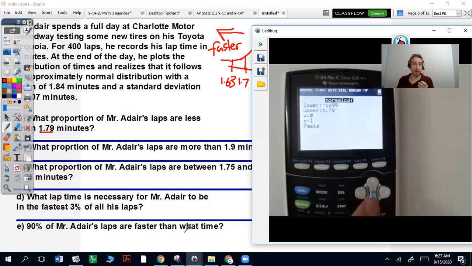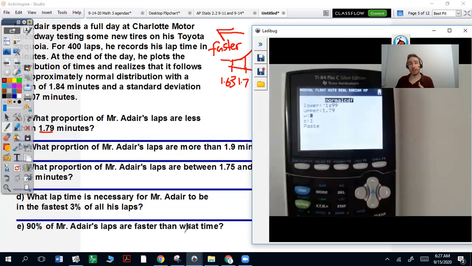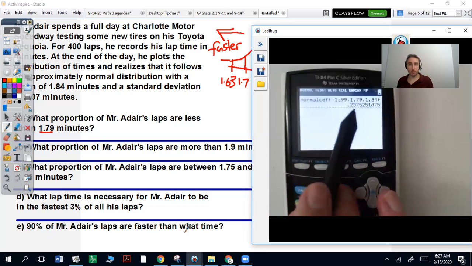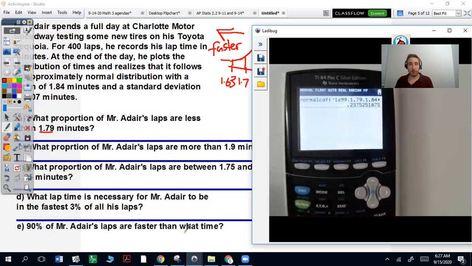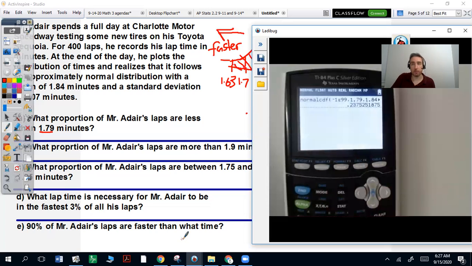So the mean and standard deviation, notice the mean and standard deviation default are 0 and 1. That's if it's set to a z-score. But if you want to change those, you can input your numbers in there, 1.84 and 0.07. And so we notice that our percent below 1.79 minutes, which is somewhere right there, we're getting about 23.75%.